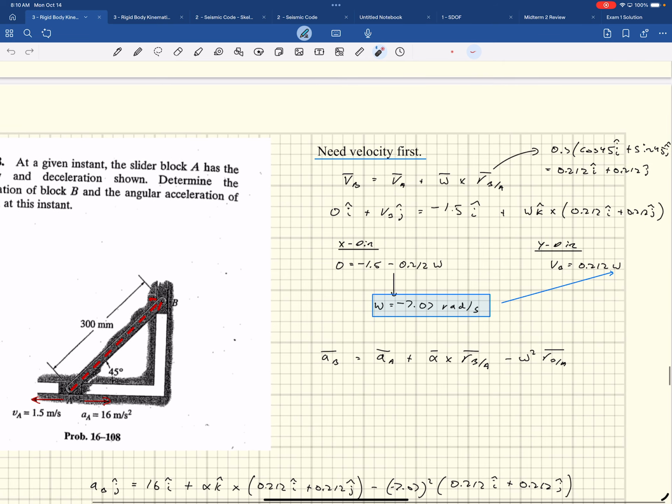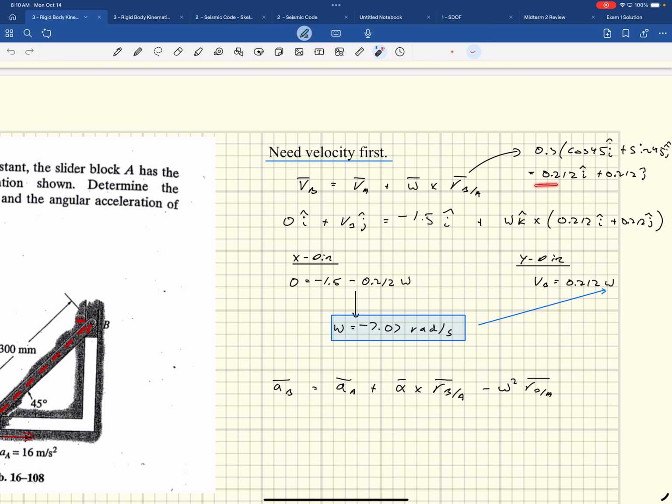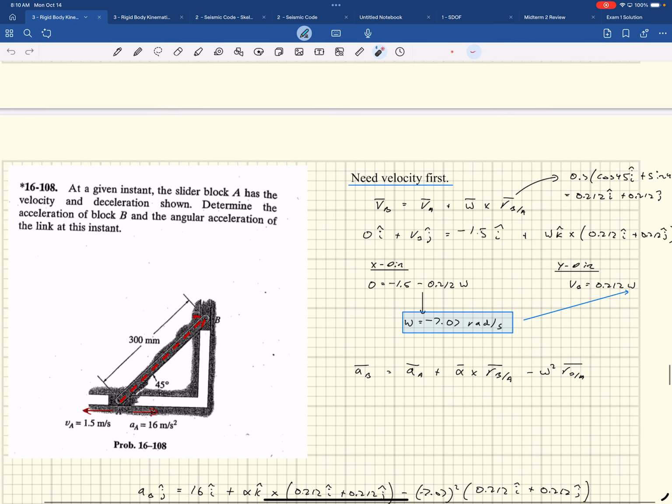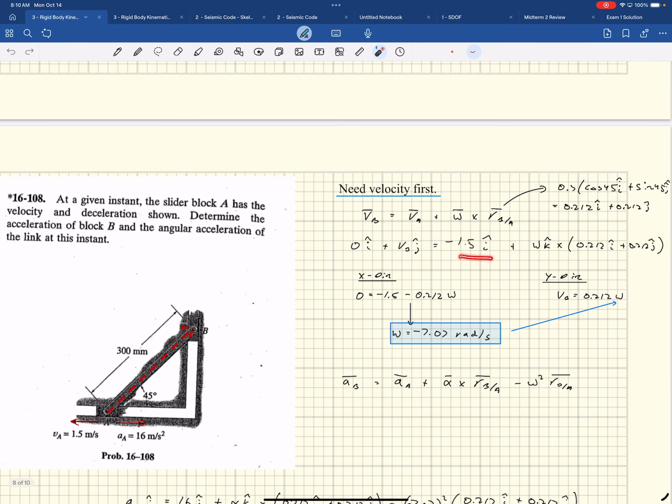So we went through and did that. We figured out what this RB seen from A is. It's 0.212 in the I plus 0.212 in the J. And then we imposed that the velocity of point B is only in the J direction, and the velocity of point A is only in the I direction. So I put those in from the get-go. So this is the velocity of A plus omega in the K direction crossed with 0.212 in the I plus 0.212 in the J.